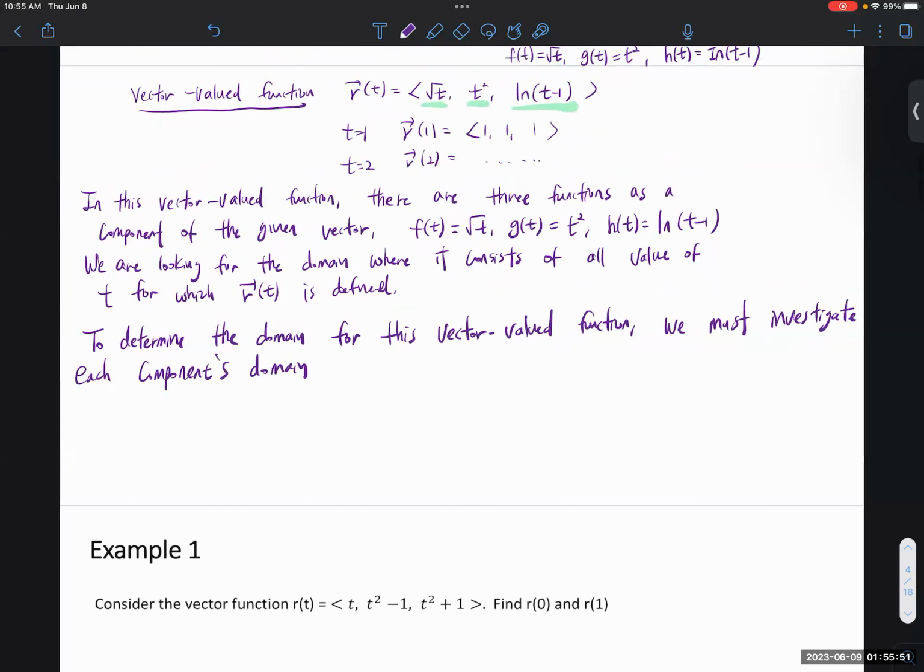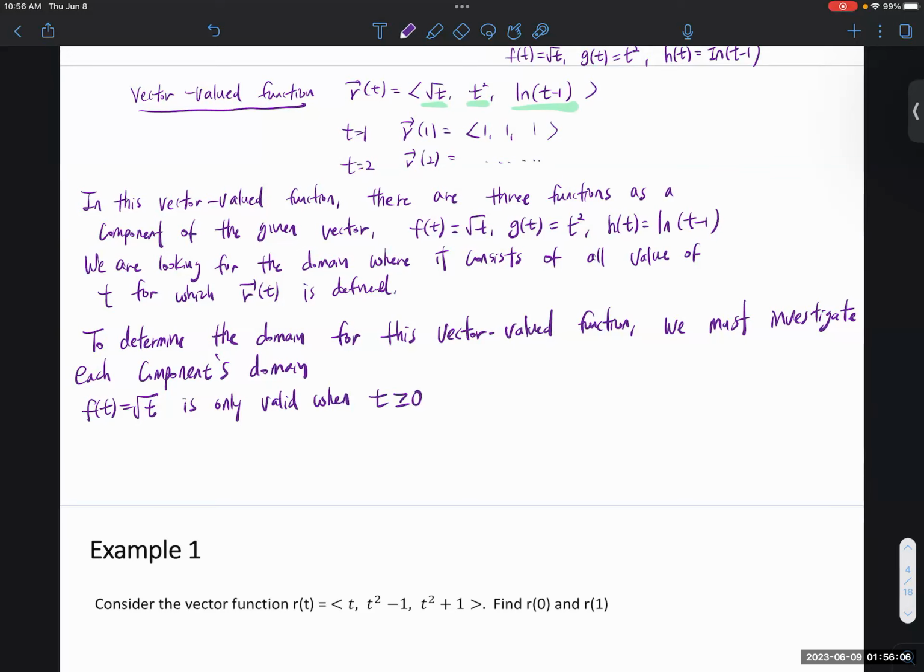We can see f of t equal to radical t. To find out the domain, this is only valid when t is greater than or equal to 0. Inside of the radical, we cannot have a negative number. So when t is greater than or equal to 0, this function will be valid, correct? So that's the domain for the f function.